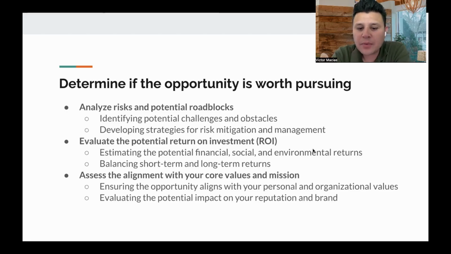So how do we identify if this opportunity is worth pursuing? Well, we analyze the risks and the roadblocks. We evaluate the potential ROI, right? Yes, we want to impact the world, but we also want to make a profit. So we can look at potential social environmental returns, and we can learn how to balance short-term and long-term returns. And then we assess the alignment of this with your core mission and your values.